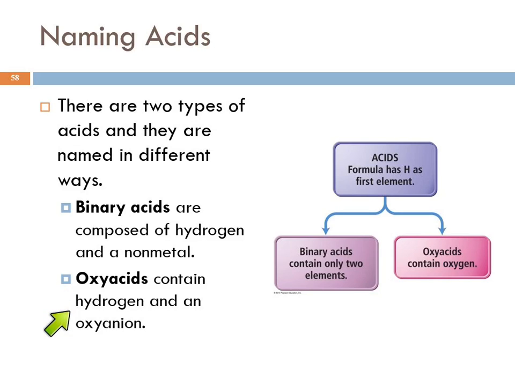The oxyacids start with hydrogen, like all acids do, and then they have an oxyanion in them, like nitrate or sulfate or something like that. Binary acids are composed of hydrogen and a nonmetal. Binary meaning 2. The issue I have with that description is that there is an acid, HCN, which is named using the binary acid rules, but it has 3 elements in it.